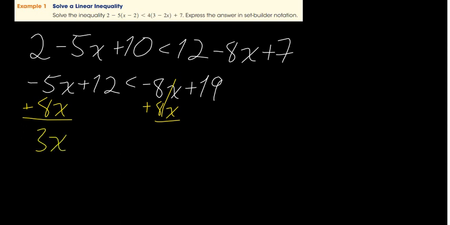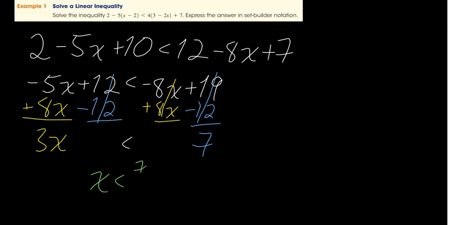Then let's subtract 12 from both sides. That cancels that, and we subtract 12 over here, so we have a positive 7. And of course we have that inequality sign there. Then we have 3x is less than 7. We divide both sides by 3, so we have x is less than 7/3. And that would be our solution.